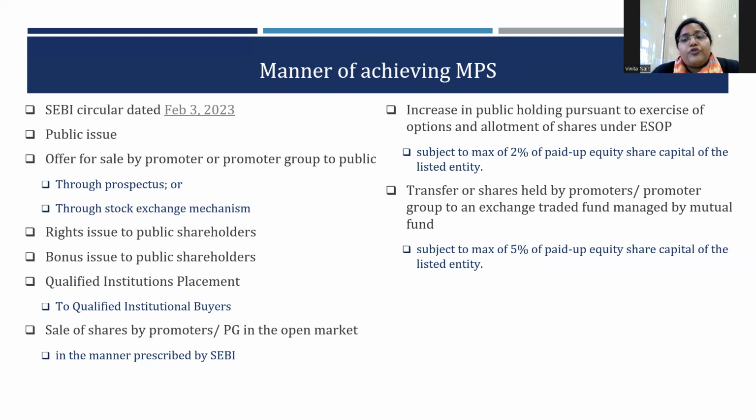However, that is subject to a maximum of 2% of the paid up share capital. There is also an option of transferring the shares by the promoter and promoter group to an exchange traded fund, which is managed by a mutual fund, but there is a maximum cap of 5% of paid up equity of the listed entity. So these are the manners in which an entity can achieve minimum public shareholding. In case it tries to achieve it in any other way, for example, if it does a preferential issue to some person, in that case, it will not be in accordance with this circular and therefore will be considered as a violation or contravention of the provisions of SCR.